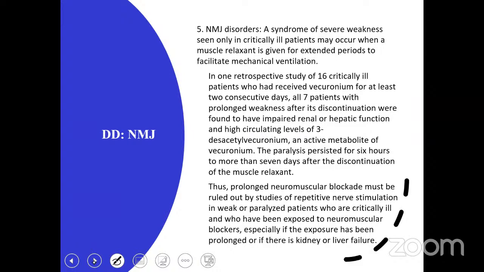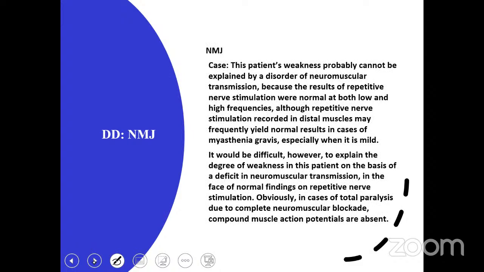The catch point here is that prolonged neuromuscular blockade must be ruled out by studies of RNST in a weak or paralyzed patient who is critically ill, who has been exposed to neuromuscular blockers, and especially if the exposure has been prolonged or if there is kidney or liver failure. That is the time. So this patient's weakness probably cannot be explained by neuromuscular junction transmission because the RNST results were normal at both low and high frequencies.